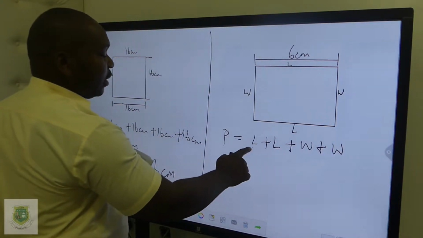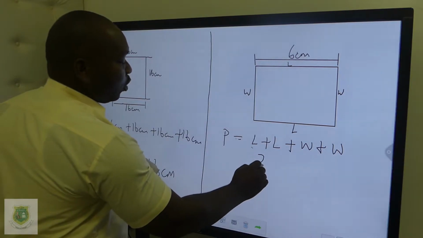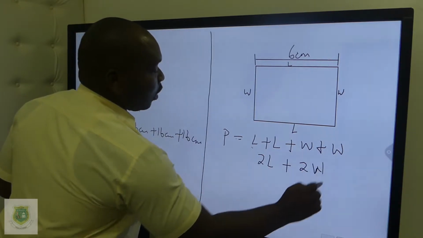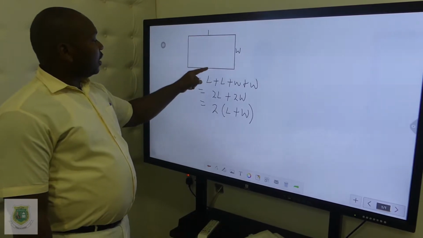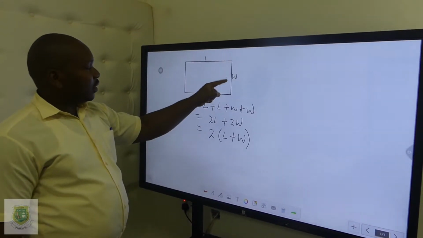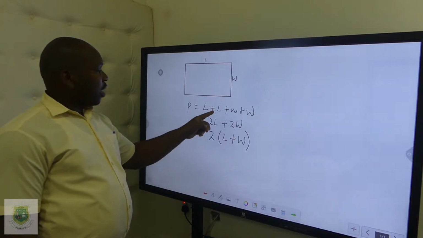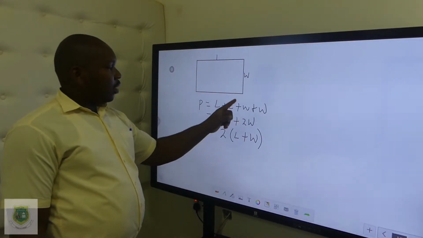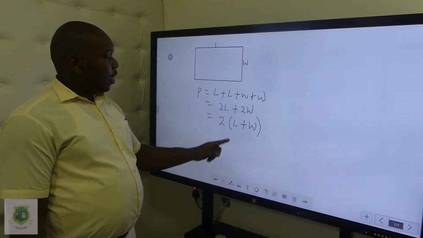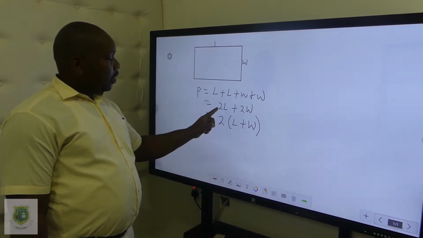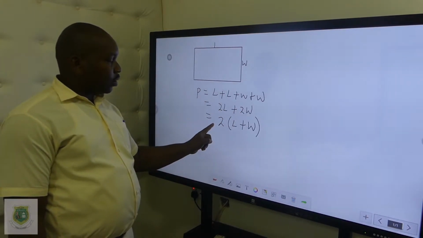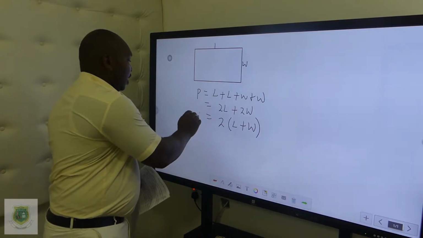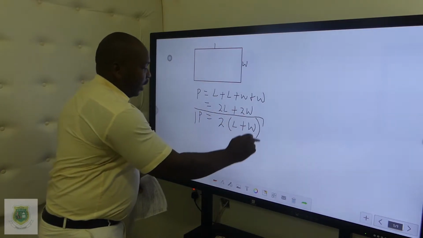So in mathematics, this plus this will give us 2L. This plus this will give us 2W. So we add this plus this plus this plus this. That means L plus L plus W plus W. L plus L is 2L. W plus W is 2W. Then to factorize, we take out the 2, then you put L plus W. You have factorized. So this is now the perimeter of a rectangle.